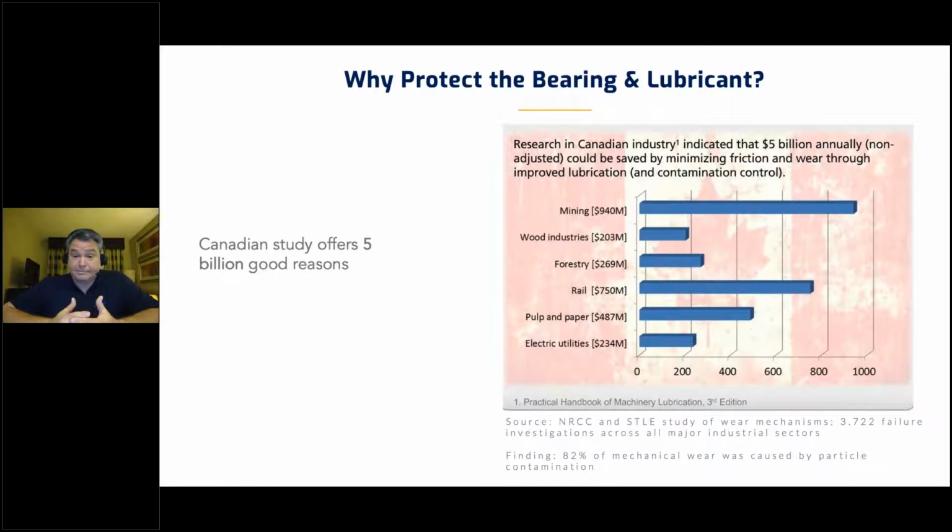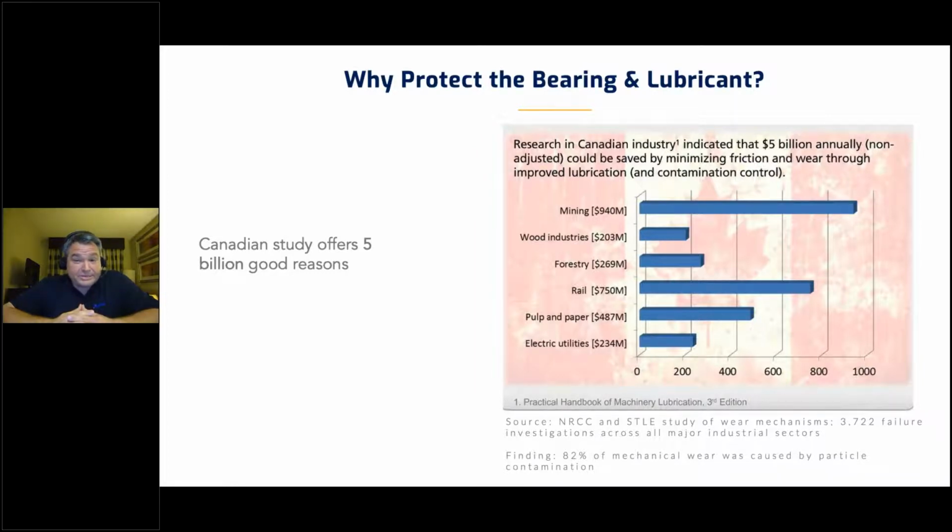The lubricant says, hey, it's the contaminants. Yeah, this is a problem. But we have a couple of other studies. I mean, we could go on for days looking at different studies. This one was done in Canada by the Society of Tribology and Lubrication Engineers and the NRCC, the Research Center of Canada.